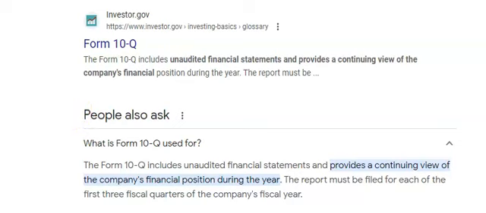So a 10Q form is basically an unaudited financial statement that provides a continuing view of the company's financial position during the year. This report must be filed for each of the first 3 fiscal quarters of the company's fiscal year. So it's just giving you a snapshot of what they're looking like financially, and they have some other information in there as well.